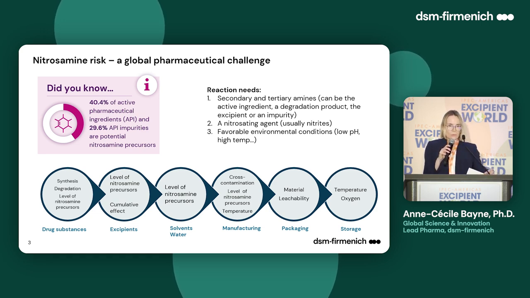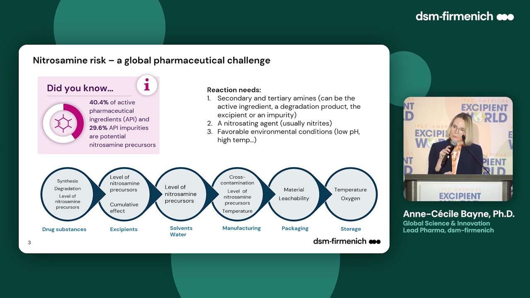So the conditions for nitrosamine formation can be met at many steps during the drug product process: from the drug substance itself, so the API, but also the excipient, potentially the solvent, the water, the manufacturing itself, the packaging, and the storage. So it can all create conditions for the generation of nitrosamines. Now, many strategies can be used to deal with the formation of nitrosamines. For example, a strong qualification program for all compounds, making sure to keep the level of nitrosating agents low.